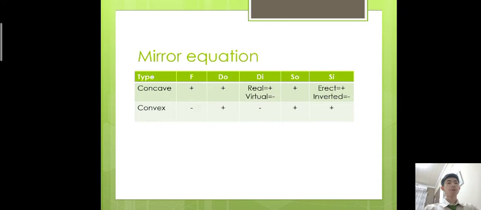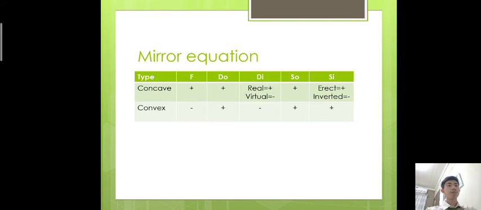This is the table between concave mirror and convex mirror. When the F is positive, it includes the concave mirror, while the F is negative, it includes the convex mirror. When Do, distance of the object, is positive, it can be concave mirror or convex mirror.